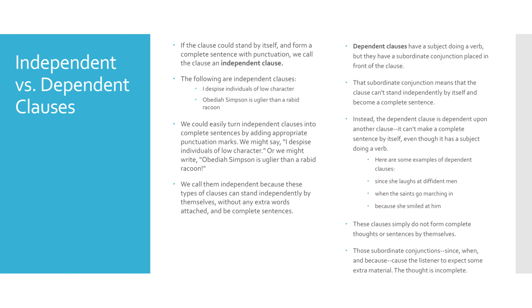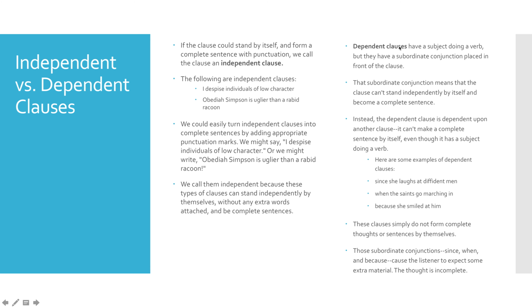We could easily turn independent clauses into complete sentences by adding appropriate punctuation marks. We might say, I despise individuals of low character, or we might write, Obadiah is uglier than a rabid raccoon, excuse me. And you can see here the correct punctuation. We call them independent because these types of clauses can stand independently by themselves without any extra words attached and be complete sentences, be complete thoughts. We understand that without any extra information.